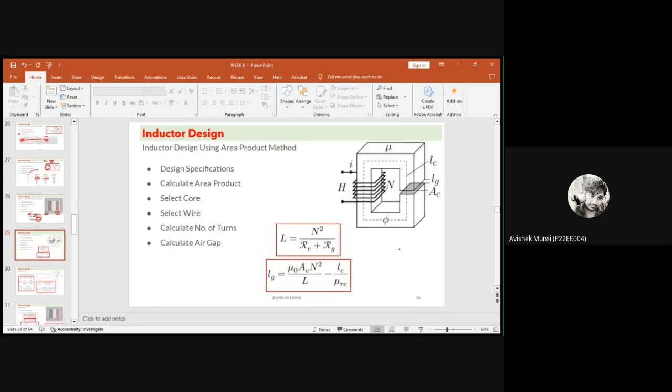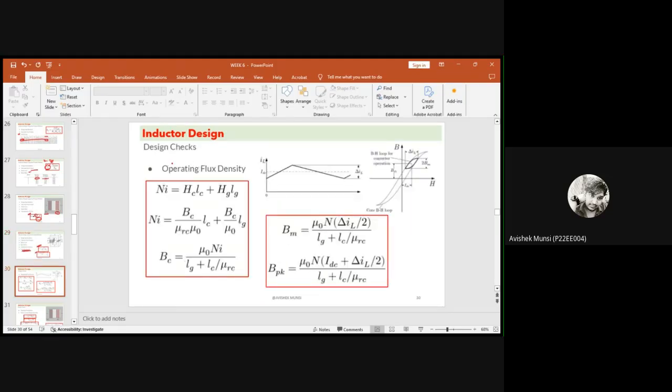After we have the number of turns, the next factor that arises is how much air gap we have to keep. The air gap, as I already discussed in the magnetic circuit design, we have to calculate by these formulas. The next step is to decide how much air gap we should allow.